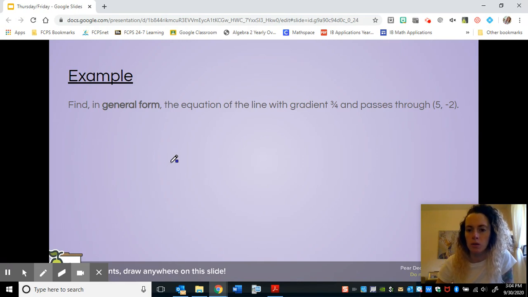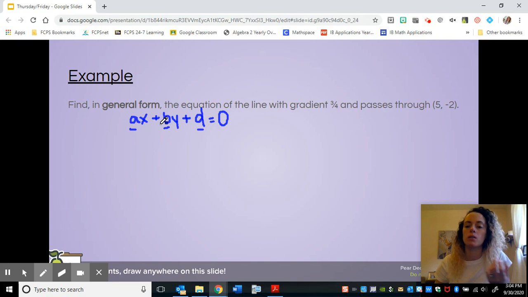All right, in our final example, finding in general form the equation of the line with gradient 3 over 4, and it passes through the point 5, negative 2. So remembering what general form looks like, we have ax plus by plus d equals 0, and remembering that a, b, and d all have to be integers. They have to be whole positive or negative numbers.